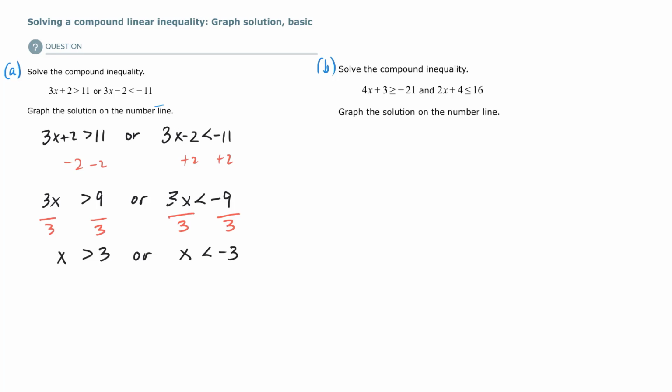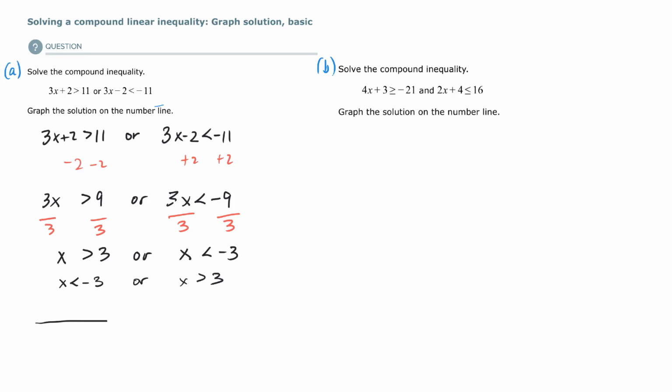And how do we graph that on a number line? Well, technically speaking, we should write this in the order of a number line from left to right. So it's better to read it like this. And then we're going to write the interval notation after we draw it. So how do we draw this?